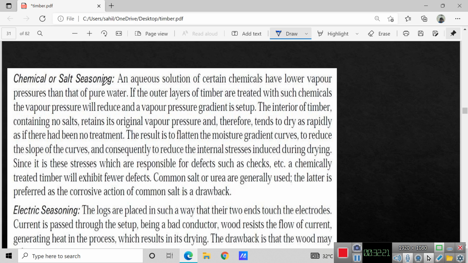Now the other method is chemical or salt seasoning. An aqueous solution of certain chemicals has lower vapor pressure than that of pure water. So basically in this process, the wood is covered with common salt or urea, generally the latter is preferred as the corrosive action of common salt is a drawback. Here the chemical or salt is spread on the wood and kept for a certain time.